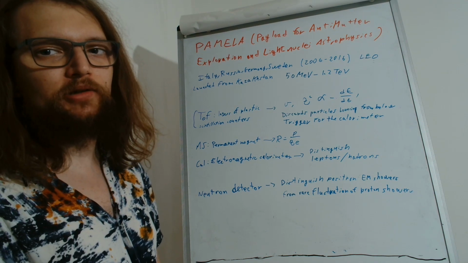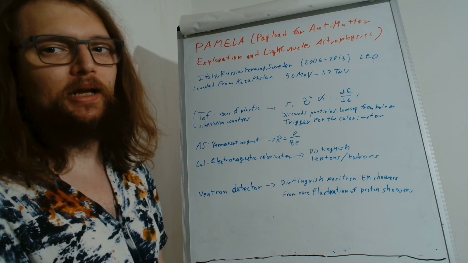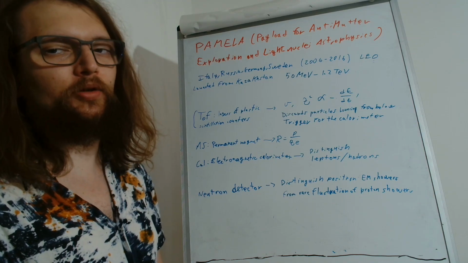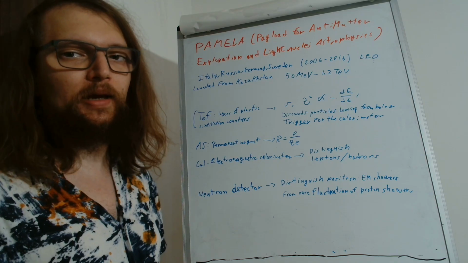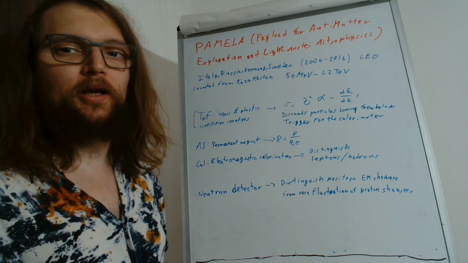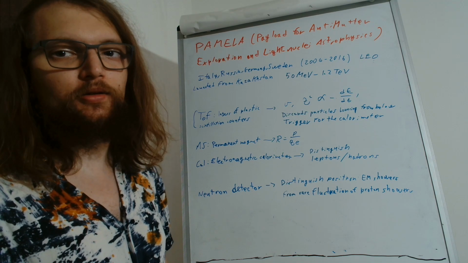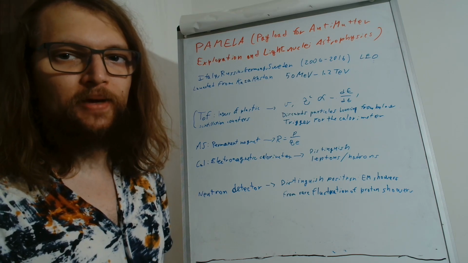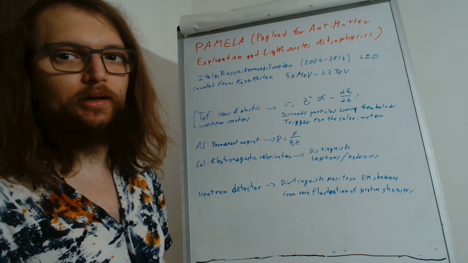Thanks to this ability to accurately distinguish between positrons and protons, PAMELA could detect the positron anomaly, which is an excess of positrons. There are more positrons than expected in space. There are various hypotheses for this, like maybe there is some nearby source, like a pulsar, or maybe there is annihilation and decay of dark matter into electron-positron pairs, and another hypothesis is evaporation of primordial black holes.